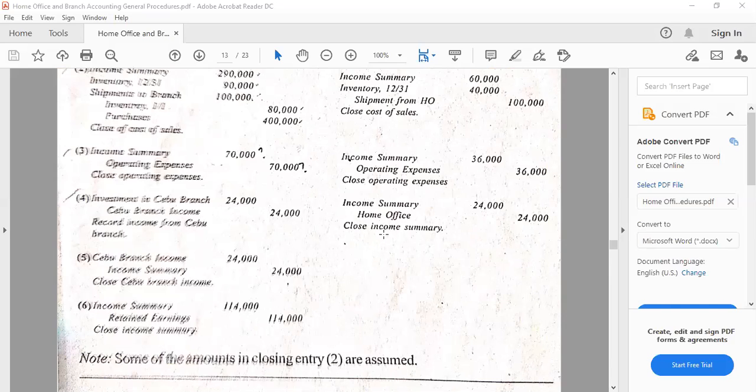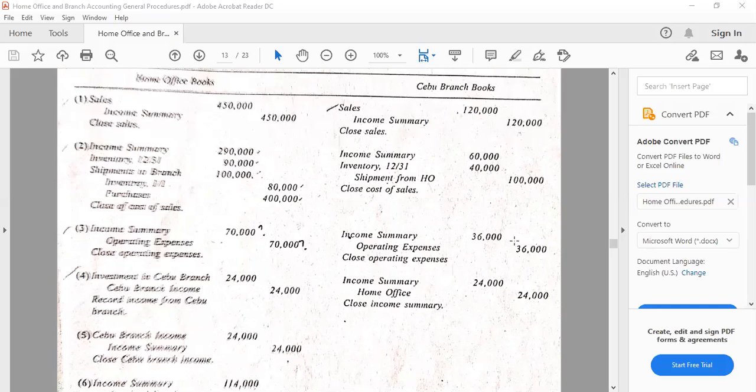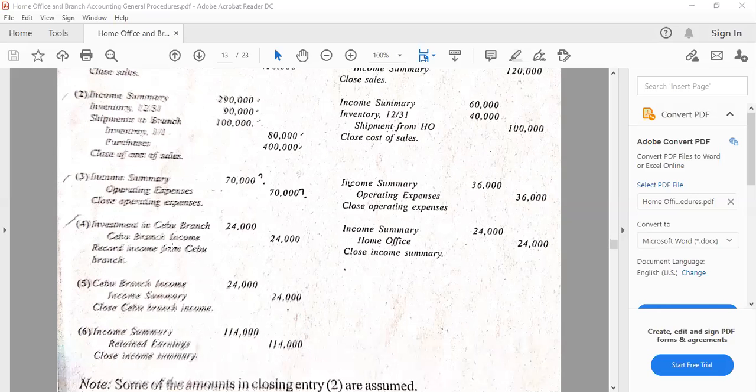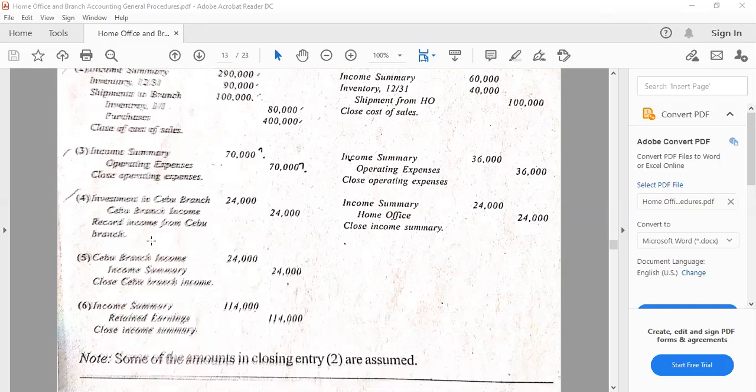Then the profit here. So income summary, when it has a balance of credit here, that's 120,000 minus 60,000 minus 36,000 is 24,000 credit. That's profit. For it to be closed, you put that on the debit side and credit home office. So that's an addition. It is going to increase the equity account because profit increases equity. Then also, because home office is a reciprocal account of the investment in Cebu branch, this increases the Cebu branch income, and also the income summary balance.